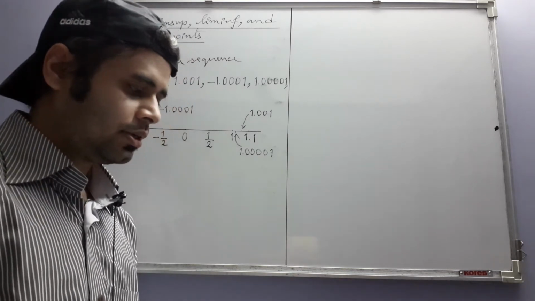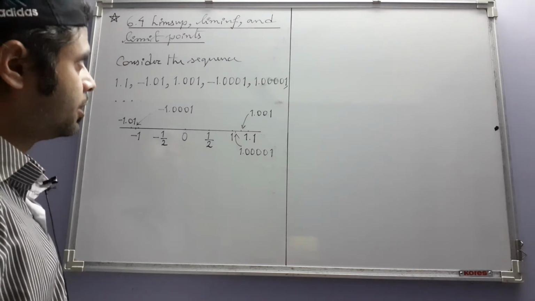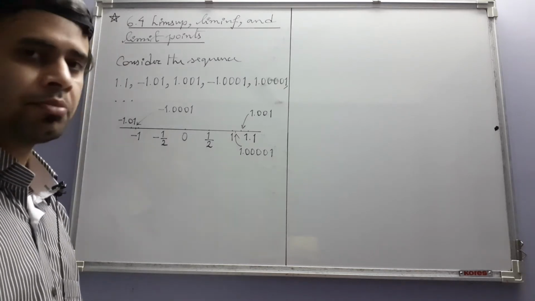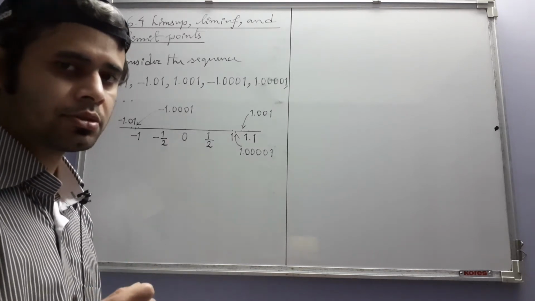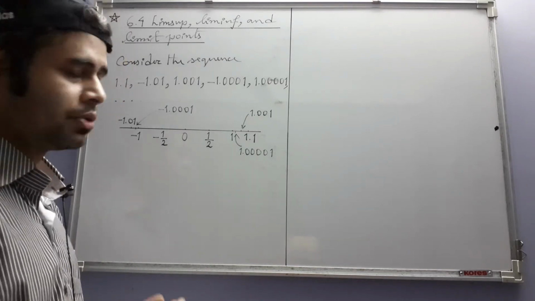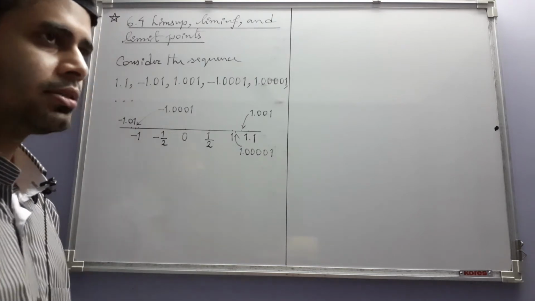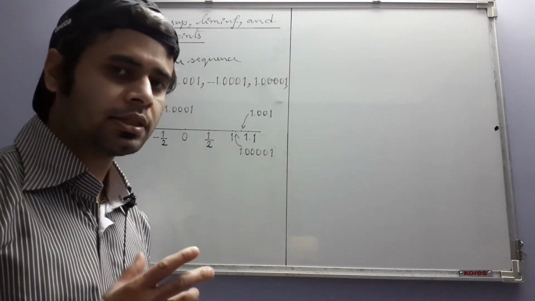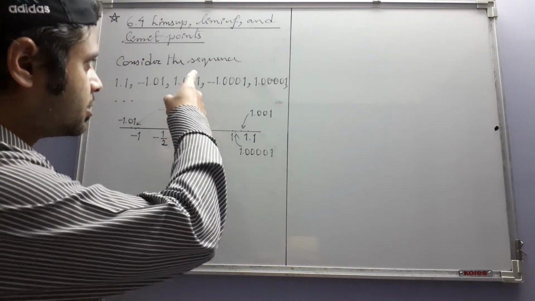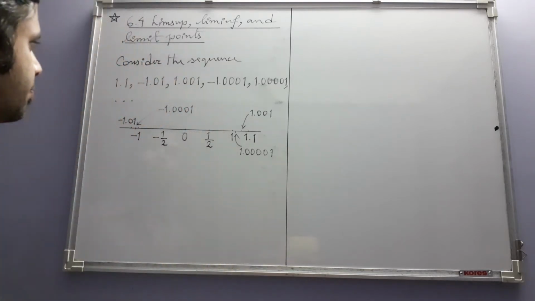Okay, so let us start the fourth section. Limsup, liminf and limit points. Limsup denotes limit superior, liminf denotes limit inferior. We will see what these things are. So I think in the previous analysis video, towards the end of the video, we considered this sequence. So let's start with this.